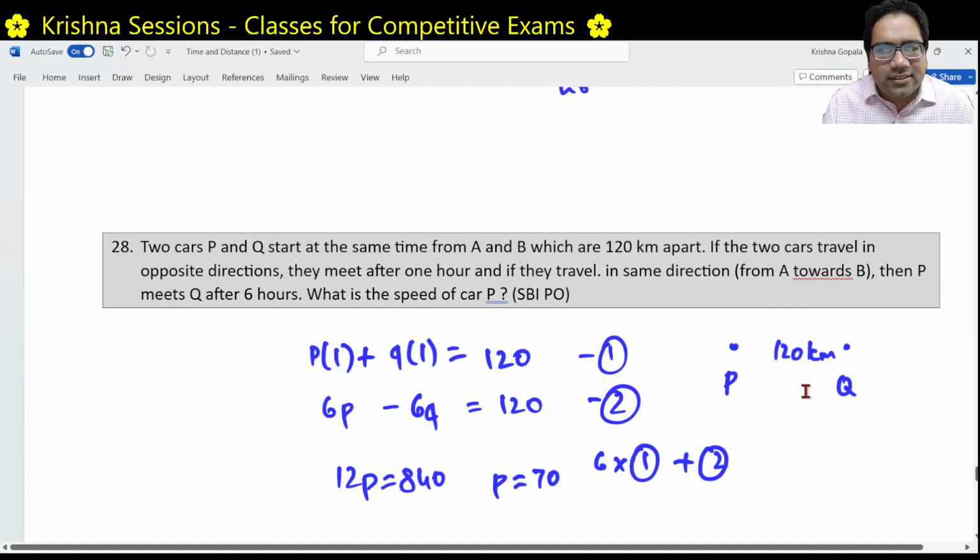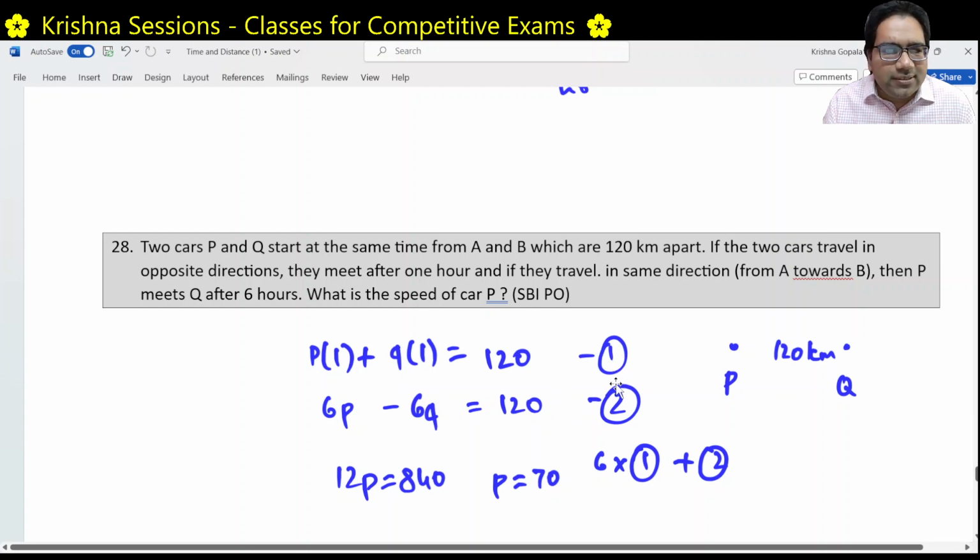The second case is they are traveling in the same direction. Then what is the distance of Q in 6 hours? It is 6Q. What is the distance of P? It is 6P. Now this 6P should be greater than 6Q by 120 kilometers. What does that mean? 6P minus 6Q is equal to 120. Right, we have two equations.